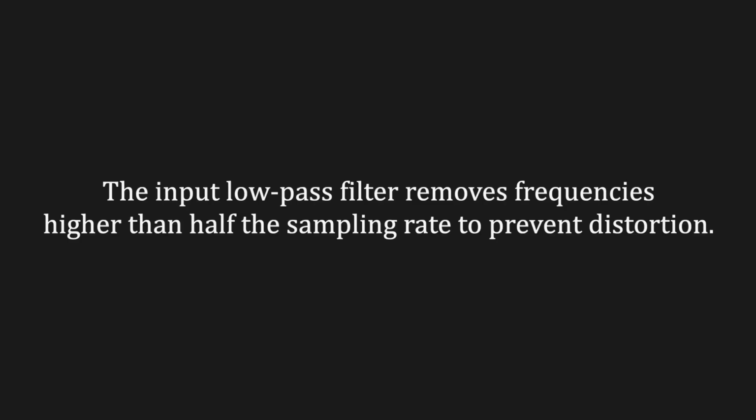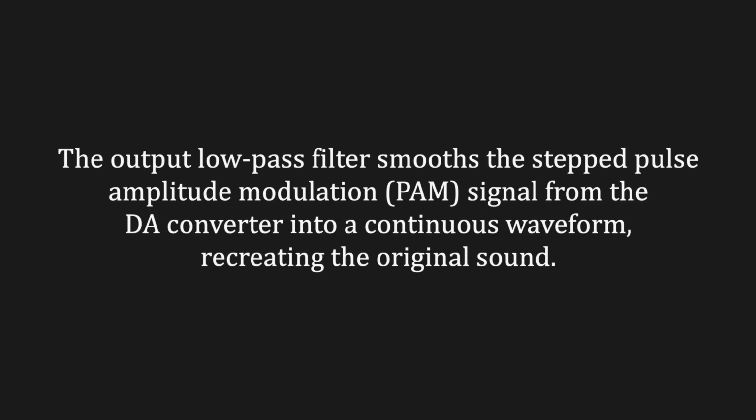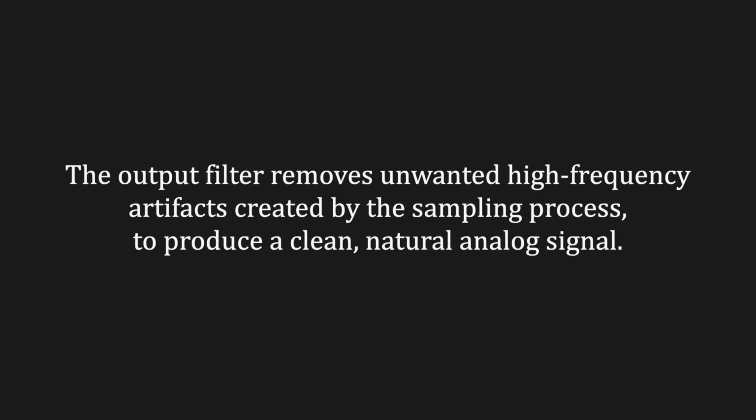According to the Nyquist theorem, the input low-pass filter removes frequencies higher than half the sampling rate to prevent distortion. Similarly, the output low-pass filter removes frequencies above this same limit, but its job is different. It smooths the stepped pulse amplitude modulation (PAM) signal from the DA converter into a continuous waveform, recreating the original sound. The DA output contains unwanted high-frequency artifacts created by the sampling process. The output filter, also called a smoothing filter, removes these components to produce a clean, natural analog signal.